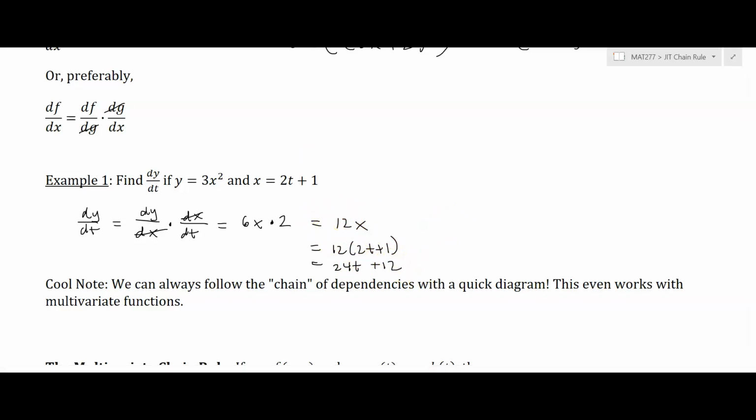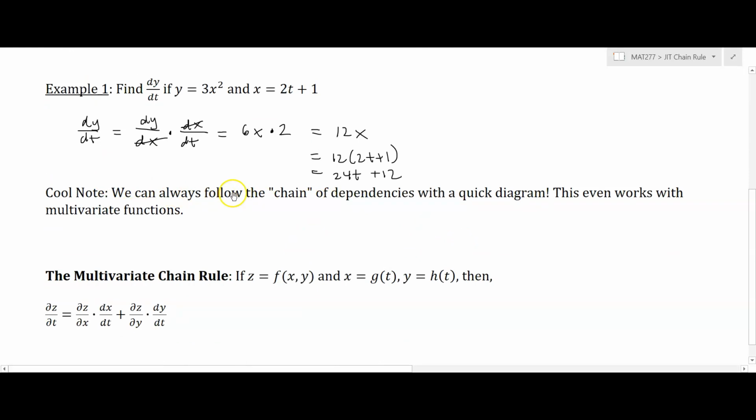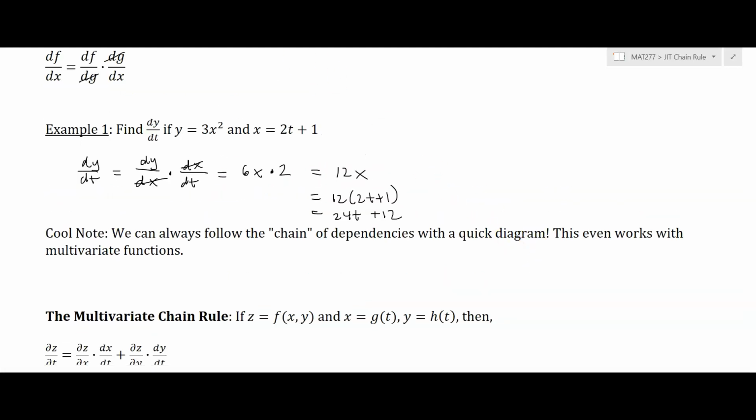Now, to understand the logic of why we do this, let's think about a way that we could construct a pretty cool diagram that shows us the chain of dependencies. You can always build this, and that's the beautiful part. First of all, at the top, put your dependent variable, which in our context was y. All right, so here we have y. And what's y's most direct dependency? Well, y most nearly depends on x. So here is x. And then x depends on another variable, which is t.